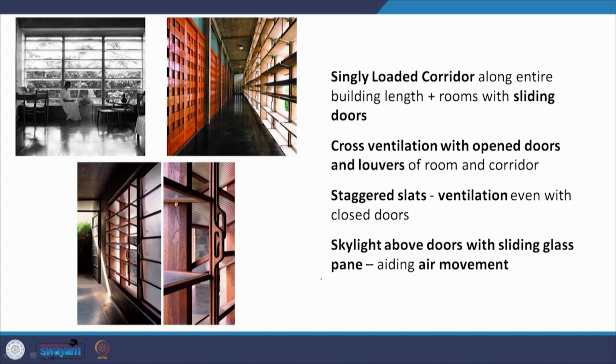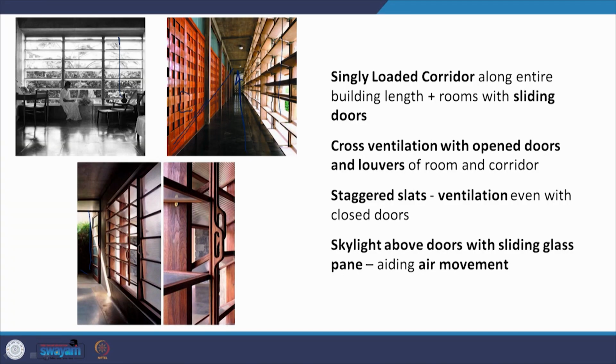So what we have inside the building is a singly loaded corridor along the entire length of the building, and the rooms on one side of this singly loaded corridor have sliding doors. So cross ventilation takes place when the sliding doors are opened up, the louvers in the corridor are opened up, and the louvers in the room, which you can even identify here, are opened up. So literally the breeze or the wind flows from this side all the way to the back of the building. Amazing cross ventilation takes place through the building.